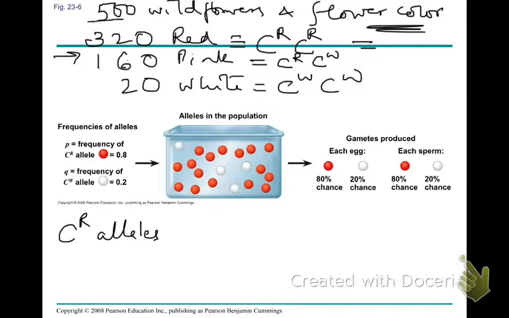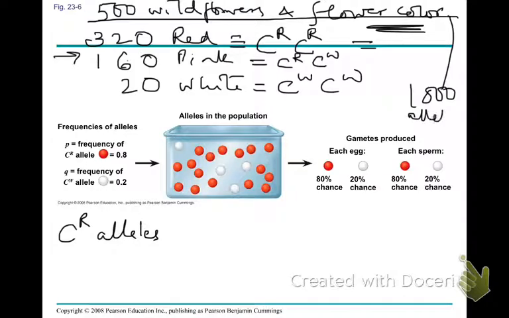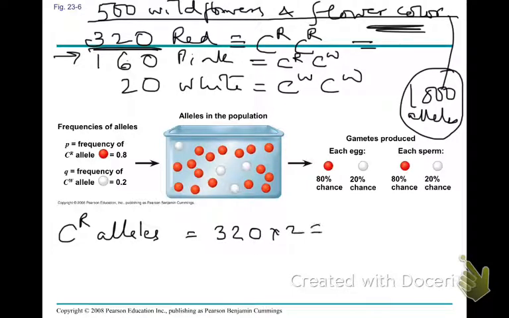First remember, if there are 500 wildflowers and we are looking at flower color, that means there are 1000 alleles for flower color in total, because each flower will have 2. So CR alleles, how many do I have out of this 320? That means 320 into 2, which is 640. Okay, and then the pink ones, because they have CR and CW, add 160.